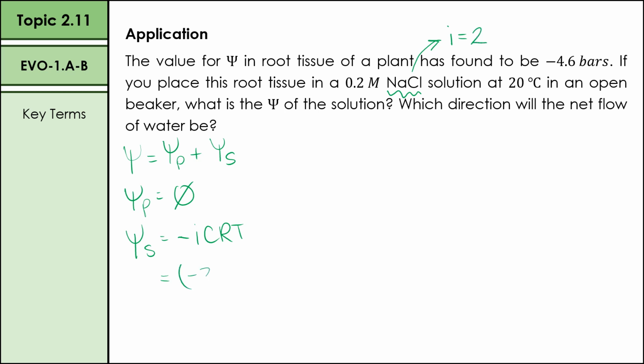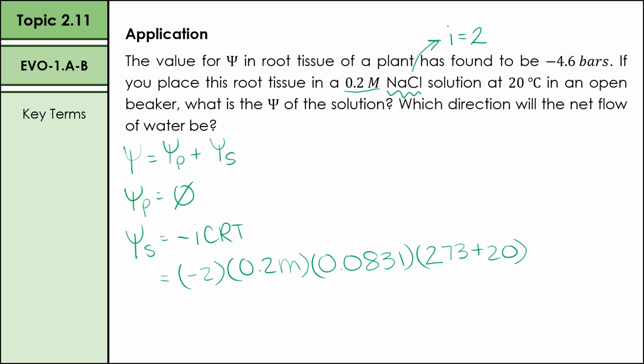So we have negative 2. We have our concentration of our salt in this case, 0.2 molar. Our constant, 0.0831. And our temperature, which we have to again convert into Kelvin, so 273 plus 20. And if we plug that into our calculator, we should end up with a solute potential equal to negative 9.739 bars.